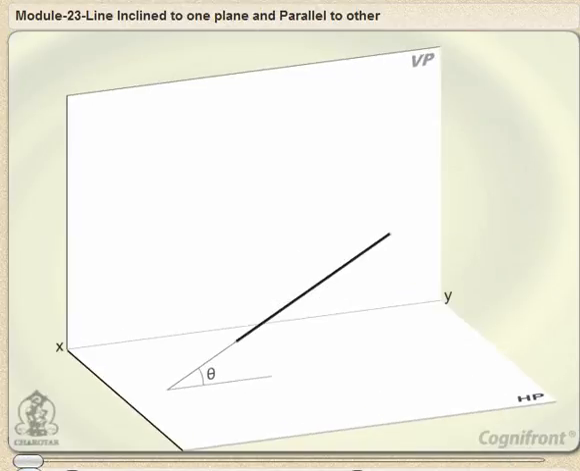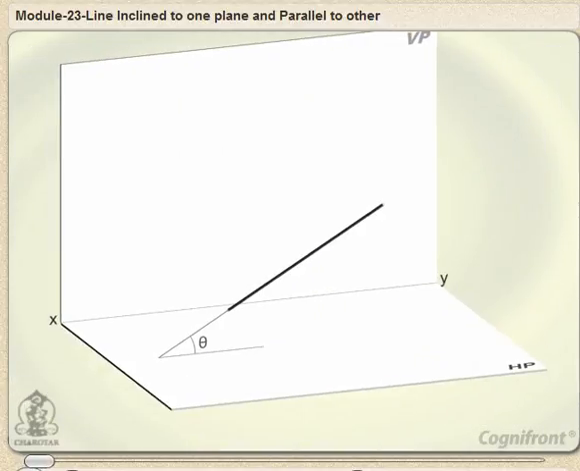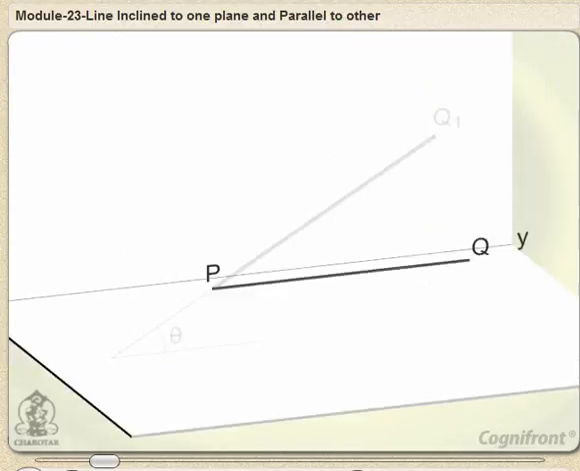Line inclined to one plane and parallel to the other. The inclination of a line to a plane is the angle which the line makes with its projection on that plane. Line PQ1 is inclined at an angle theta to the HP and is parallel to the VP. The inclination is shown by the angle theta which PQ1 makes with its own projection on the HP, that is the top view PQ1. The projections may be drawn by first assuming the line to be parallel to both the HP and the VP.